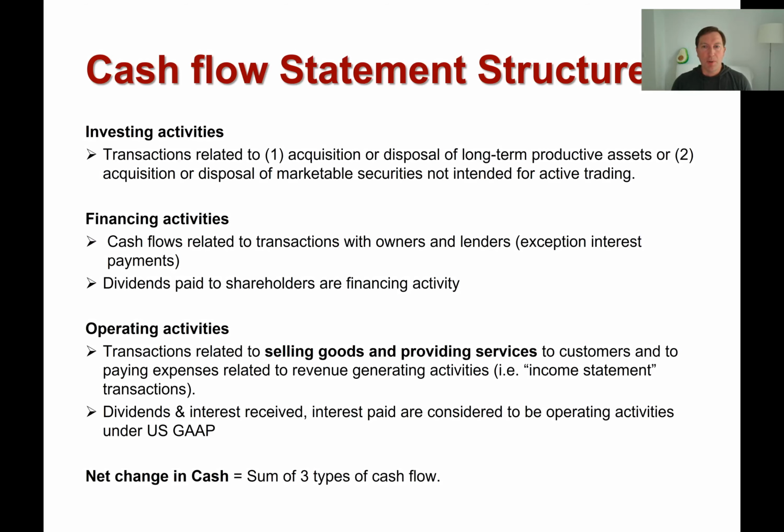So let's first talk about the basic structure of the cash flow statement, right? Cash flow statement has 3 sections: investing activities, financing activities, and operating activities. And so there are 3 types of cash flows, right? Cash flow from investing activities is cash flow related to investing transactions, right?